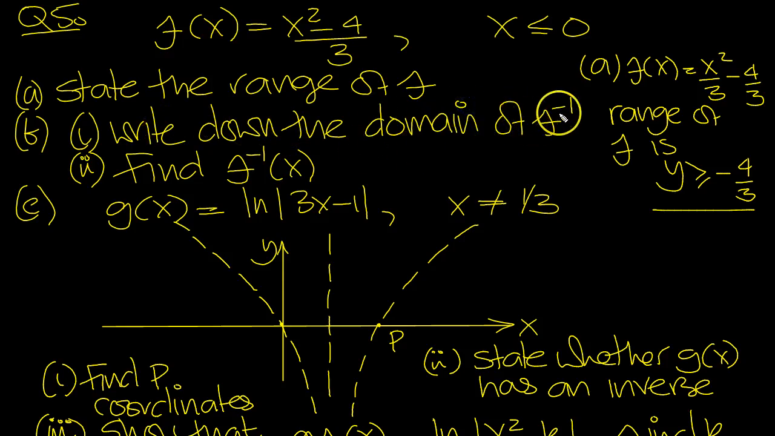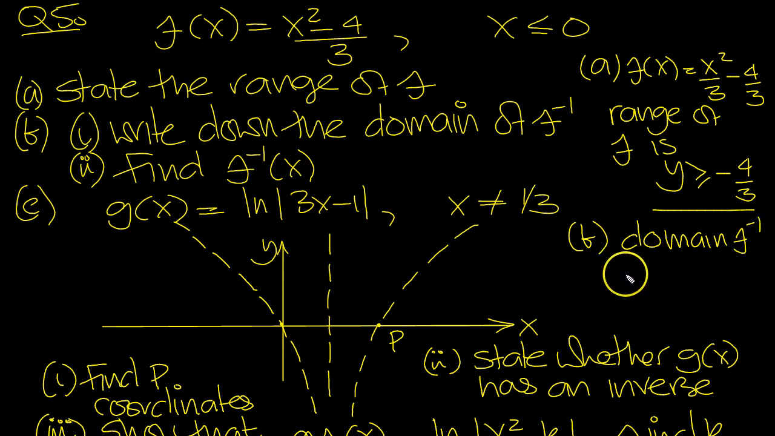Write down the domain of f minus 1. So the domain of f minus 1 is just the range of f, isn't it? So the domain of f minus 1 is basically the set of all the numbers in the range of f, which is x is bigger than or equal to minus 4 thirds. It's all these numbers here. The domain of f minus 1 is simply the range of f.